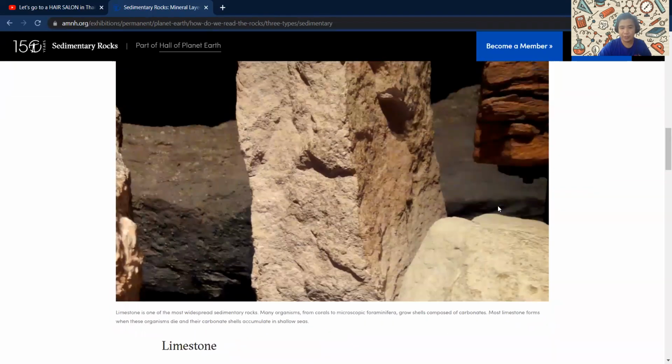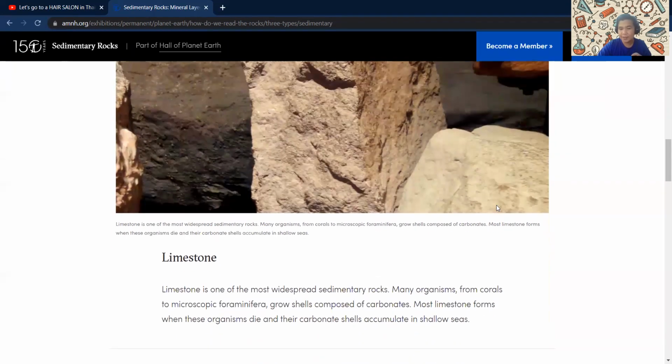This rock is called a limestone. Okay, this white rock is called a limestone. Limestone is one of the most widespread sedimentary rocks. Many organisms, from corals to microscopic foraminifera, grow shells composed of carbonates. Most limestones form when those organisms die and their carbonate shells accumulate in shallow seas.